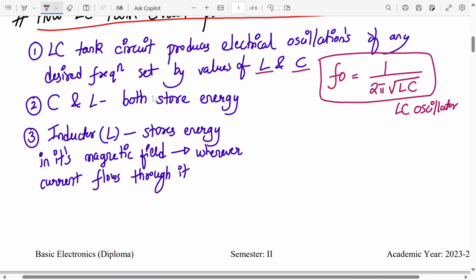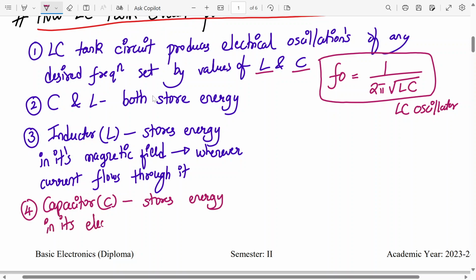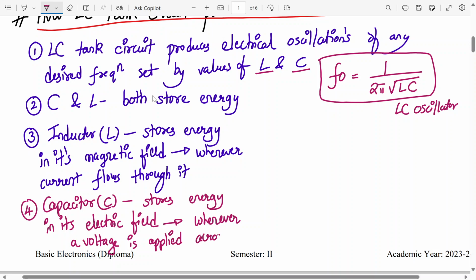And then we will write about the capacitor. The capacitor C stores energy in its electric field, in the form of its electric field, whenever a voltage is applied across its plates. Okay. So inductor, how does an inductor look?